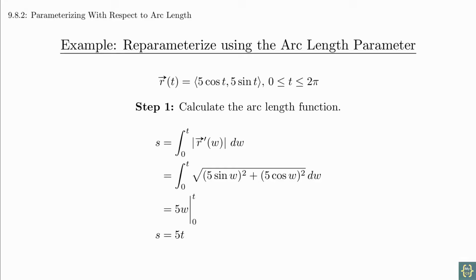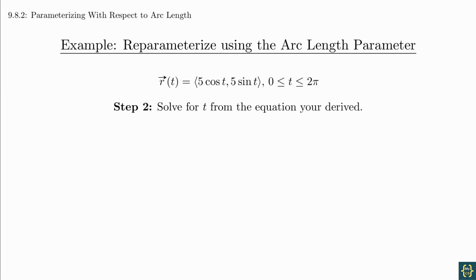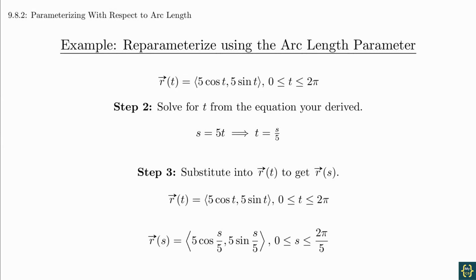We won't talk through the details of this integration, because this is an integral that you should have seen many times by now, and you should be able to recognize the trick of using the Pythagorean identity to simplify the radical term. This gives us the equation s equals 5t. The next step is to solve for t. It's easy in this example, but this can often be a very challenging step. And then we substitute this in for the t that's in the original vector equation, making sure that we also adjust the interval.